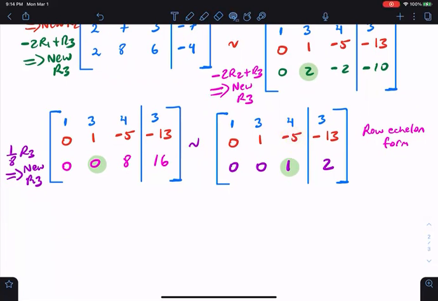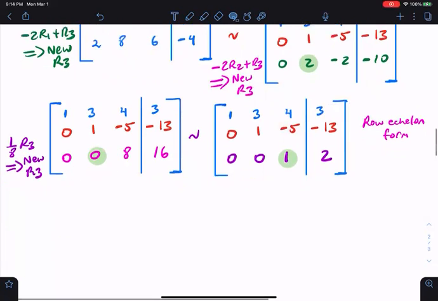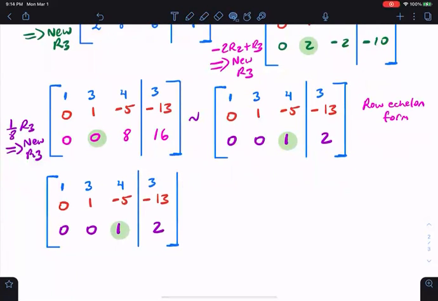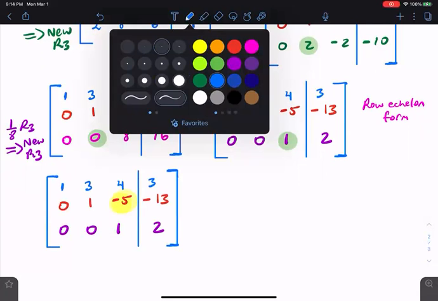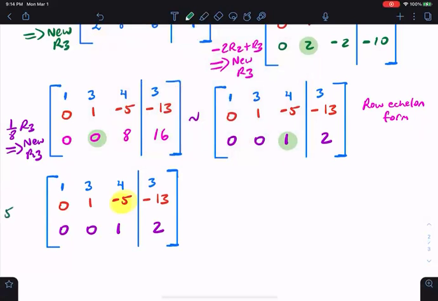Therefore, let me copy this. Okay, so let's do that. And as I mentioned before, my next step is I want to get rid of this guy, right? And in order to get rid of that guy, I need to multiply my row 3 by 5. So let me put that in green. So I'm doing 5 row 3 plus row 2, and that will give me new row 2.